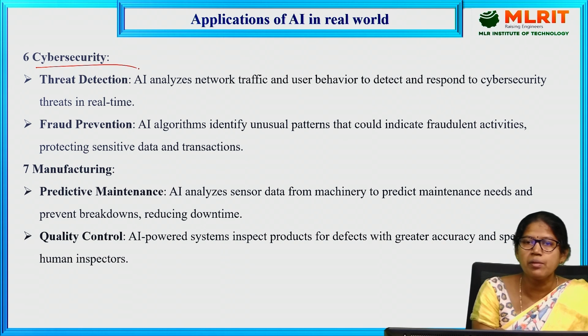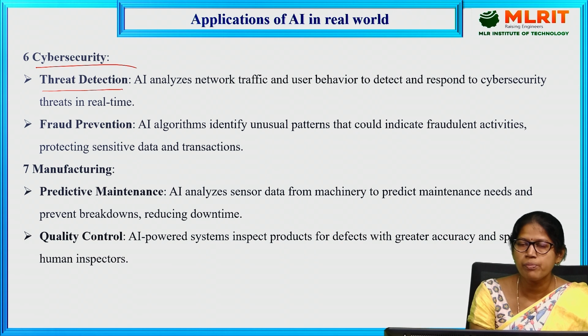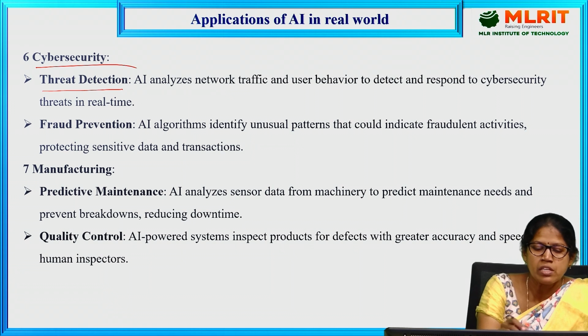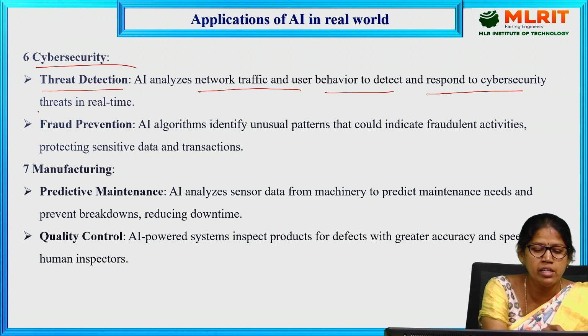The next one is cyber security. The first one, threat detection. Already we have seen in the bank, if any unusual thing happens, immediately it will send an alarm to that particular customer. In the same way, if anyone is trying to hack your social media accounts or mails, it will observe the patterns, when you are opening and what you are doing, and everything will be noticed. If any unusual thing happens, immediately it will send an alarm to that particular person. So AI analyzes network traffic and user behavior to detect and respond to cyber security threats in real time.